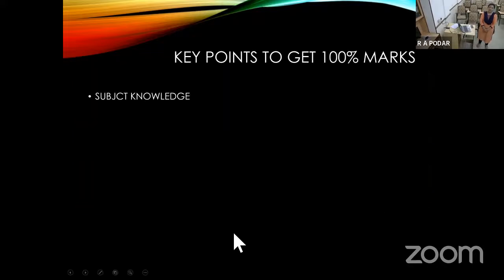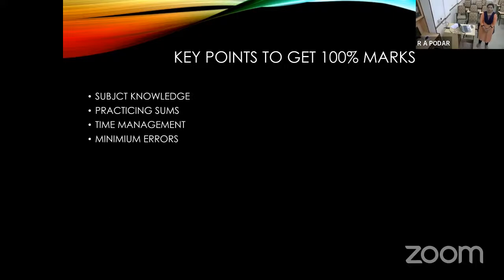Okay, now key points to discuss for 100% marks. Key points means what we should do. First is the subject knowledge. This is the core topic which we have. If we don't have the subject knowledge, we cannot do anything. If our knowledge is not there, we cannot practice the sums. So the first is subject knowledge.